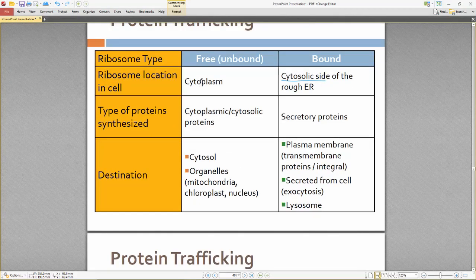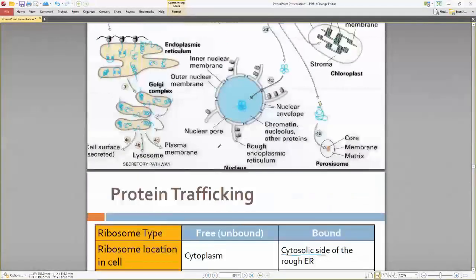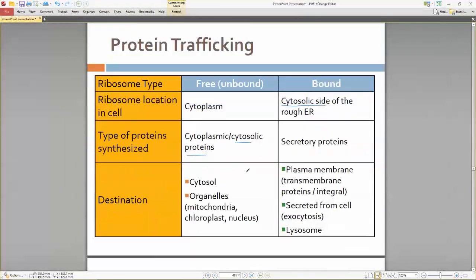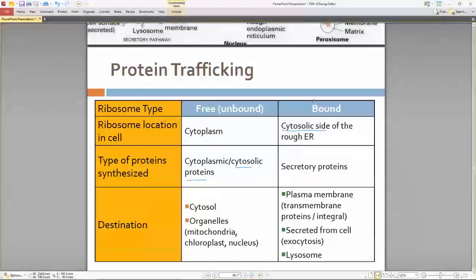So the different types of ribosomes create different types of proteins. Unbound ribosomes create cytoplasmic or cytosolic proteins. Did I think about this the wrong way? I'm pretty sure. Oh, right. And bound ribosomes create secretory proteins. So these are proteins that are secreted.